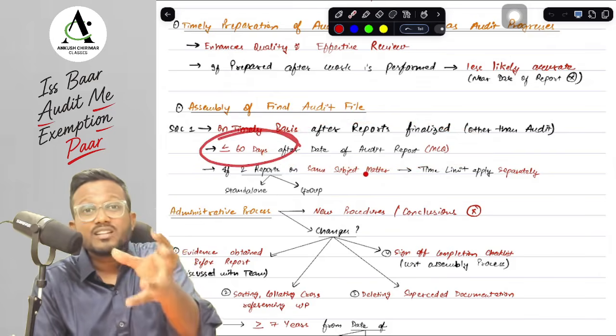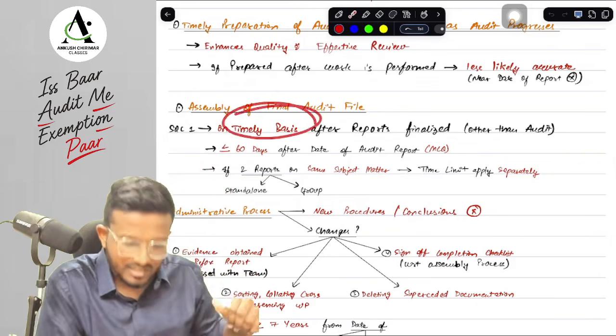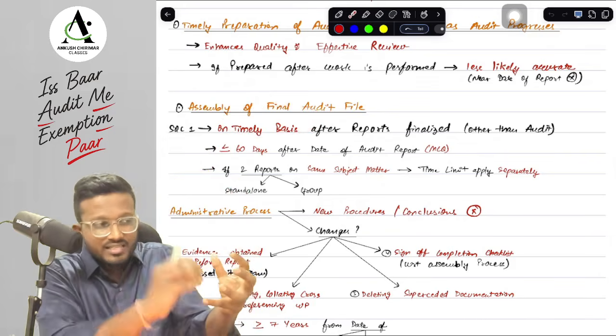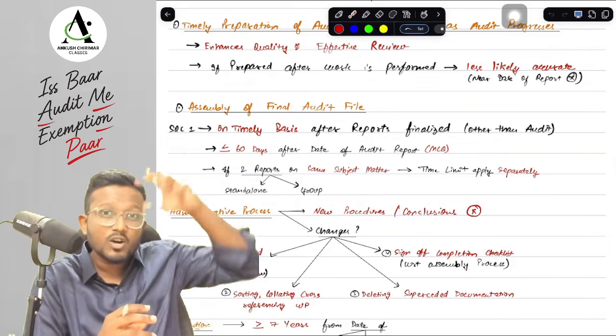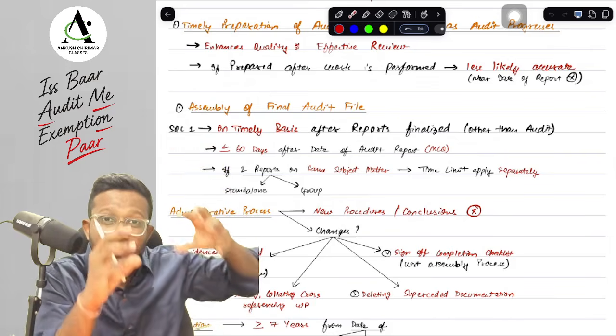So, 60 days after the date of the audit report. This is given only in the case of audit. For other services there is no timeline, it is just written as timely basis. Now suppose I am auditing a standalone subsidiary, then there is a standalone audit report, and then there is a group audit report. For those two audit reports, the same timeline will be counted separately.